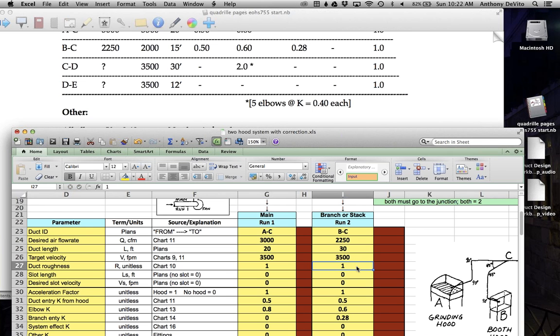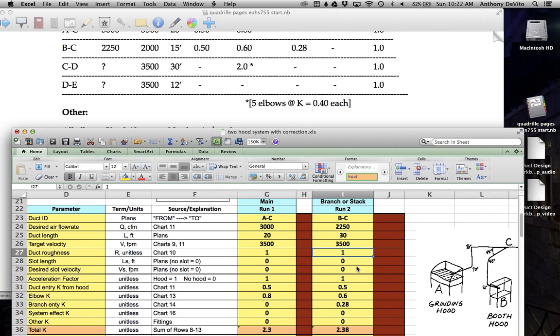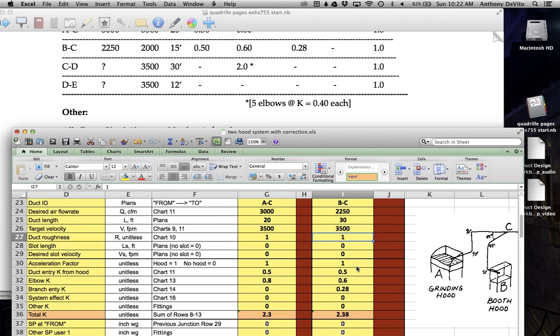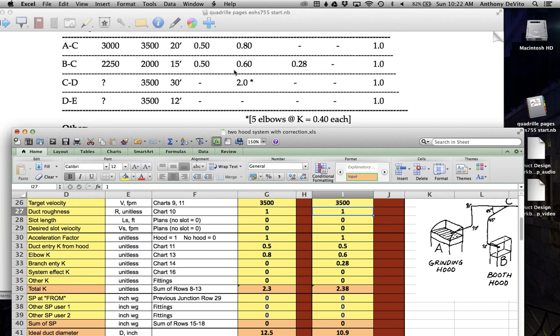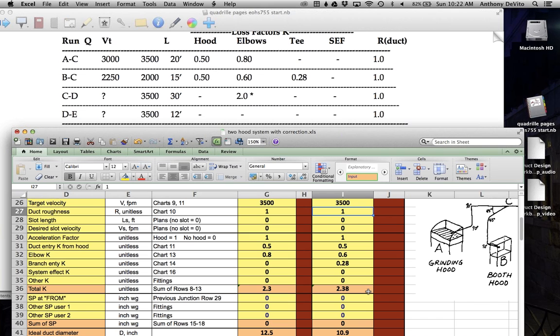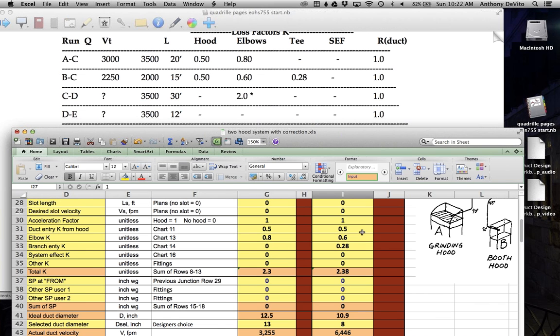Our duct roughness is 1, because it's galvanized iron. No slots, so I'm going to move on up. Our acceleration factor is 1 because if you look over here, 1 is for hoods. Here we are coming from a hood. Our duct entry factor for a hood is 0.5. Again, you could get that from chart 11, depending on what kind of hood you're using.